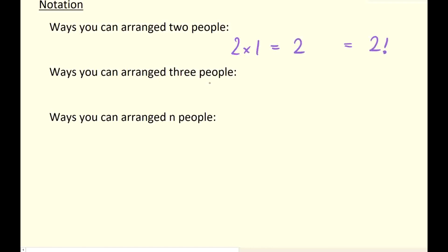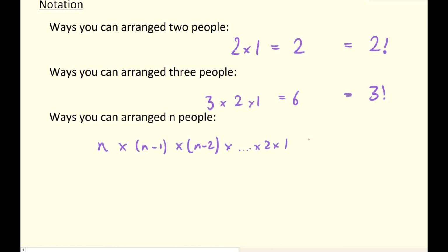Ways we can arrange 3 people. So we have people A, B and C, the example we just saw with the runners qualifying. You have 3 choices, A, B or C, to come in first, 2 choices for the next one, because one's gone, and 1 choice for the third, which gives us our 6 choices that I mentioned a second ago. This is the same as 3 factorial. And if we had n people, where n is any number, we have n choices for the first, then n minus 1 for the second, then n minus 2 for the third, all the way down to 2 and 1. We would call this n factorial.